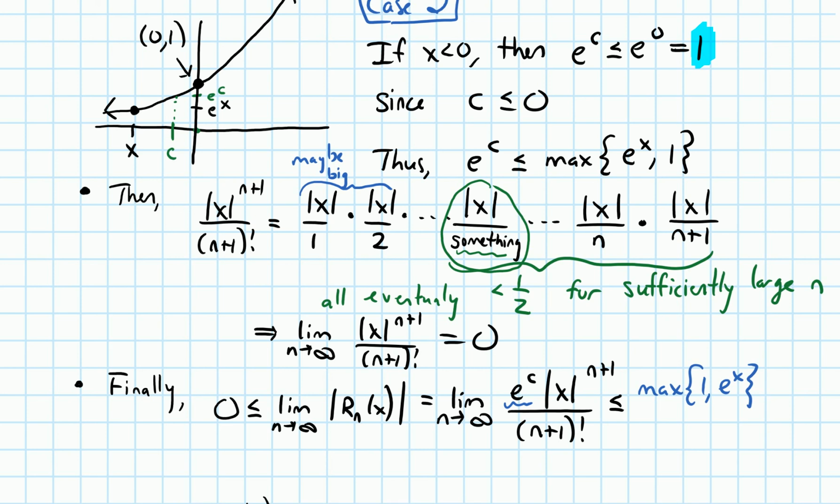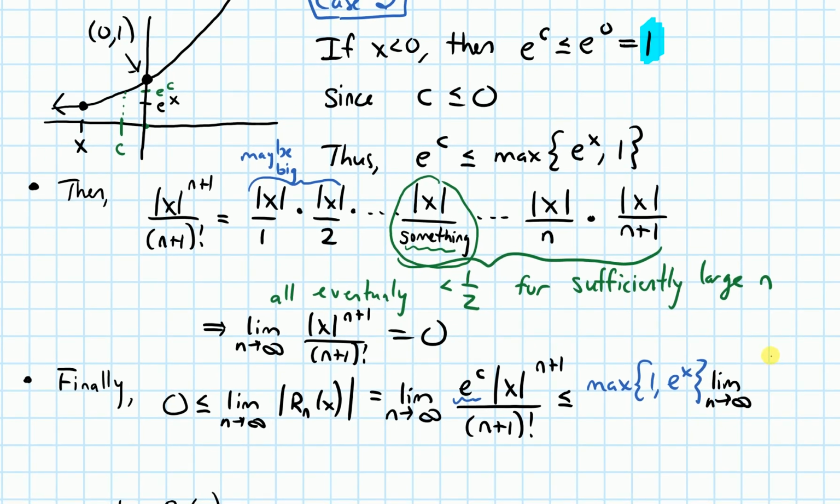And for our purposes, I'm going to consider x as just being a fixed number. If x is a fixed number, so that x doesn't depend on n, I'm going to move the limit past this, because this thing right here doesn't have any n in it. So I'll have this times the limit as n goes to infinity of the absolute value of x to the n plus 1 over n plus 1 factorial. I could only move that limit past the e to the c term once I know that it doesn't depend on n.